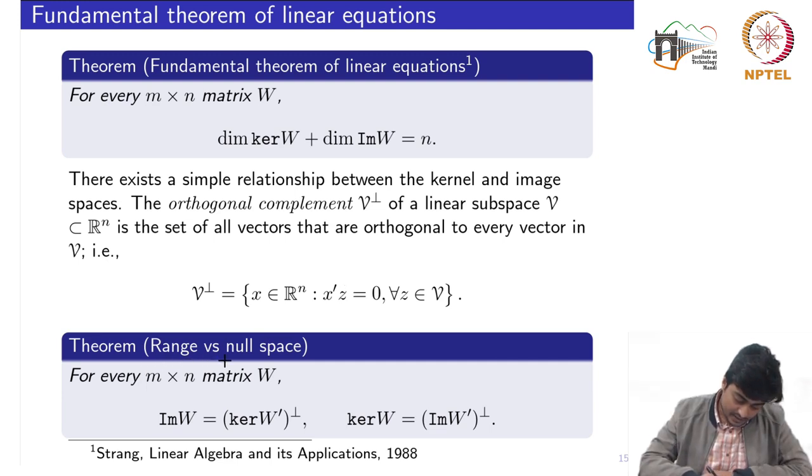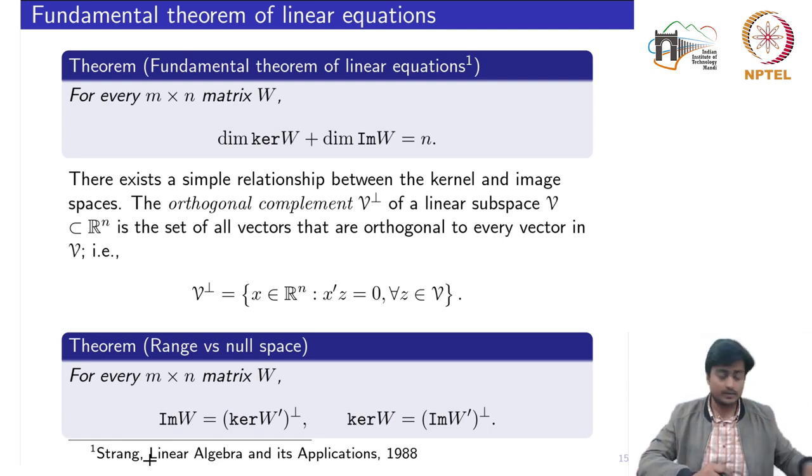So we have the next result, which says range versus null space. For every m cross n matrix W, the image of the matrix W can also be represented as the orthogonal complement of the kernel of the transpose of that matrix, and vice versa: the kernel of W is equal to the orthogonal complement of the image of the transpose of that matrix. These two results are standard, and you can see them in Strang's book, Linear Algebra and its Applications. We won't carry out the proofs of these two fundamental results, but we will use them to derive the results regarding controllability and observability.